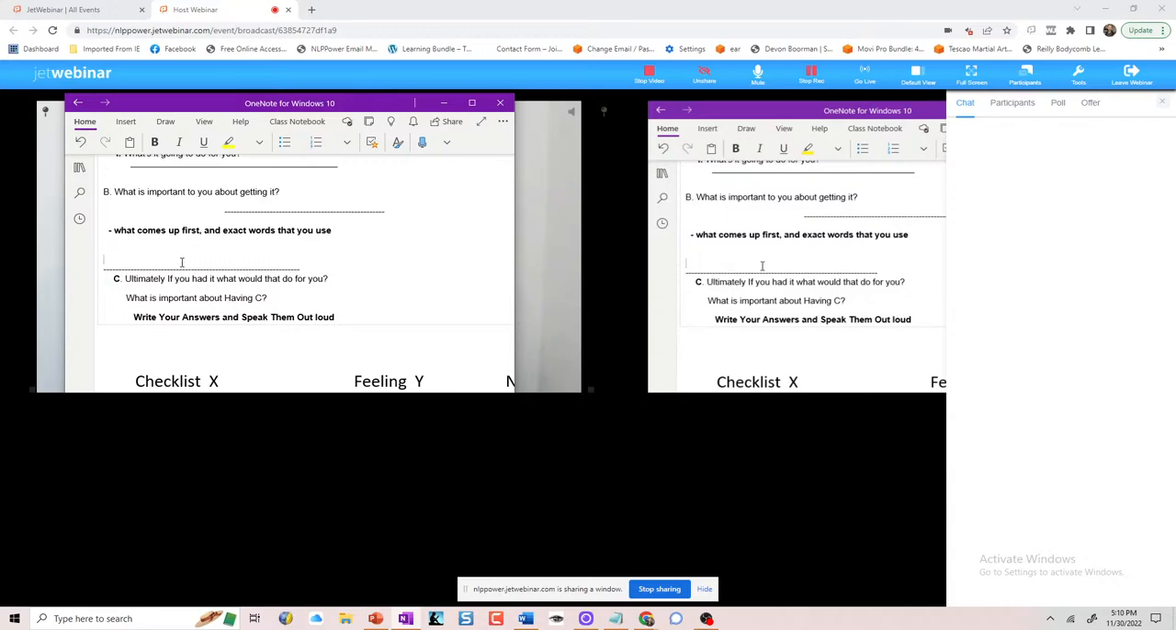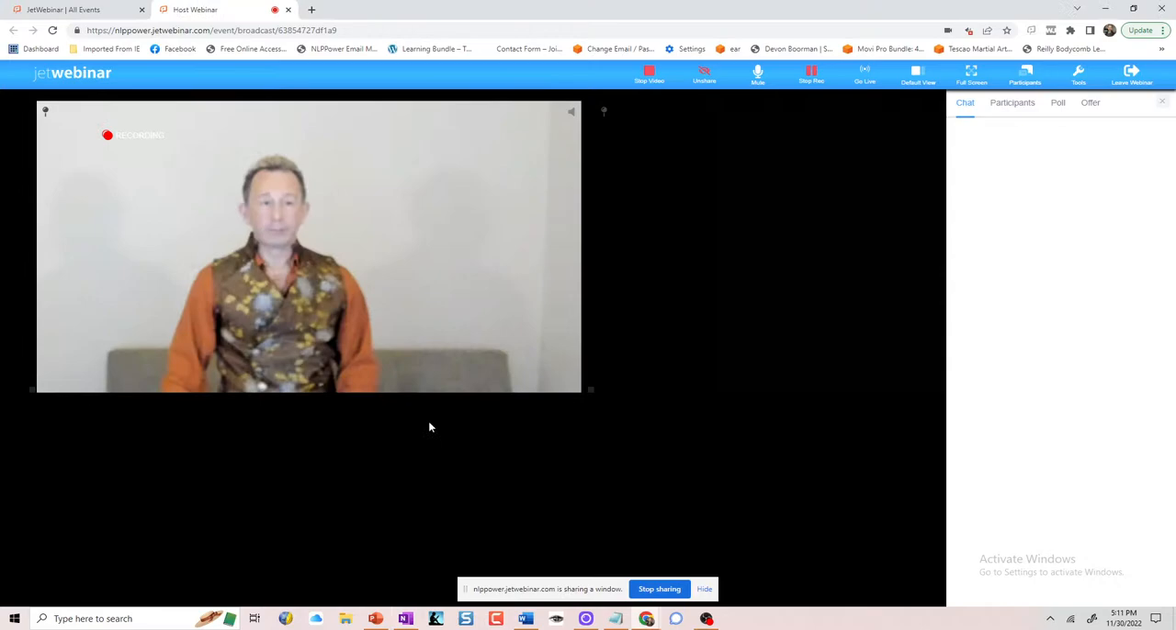And then ultimately, we'll make this D so it makes more sense. So you should drill down about three layers to this. Okay? What's important about, what's important about, what's important about. When you have that, go ahead and type in the chat that you're done. And we'll look at what to do next.